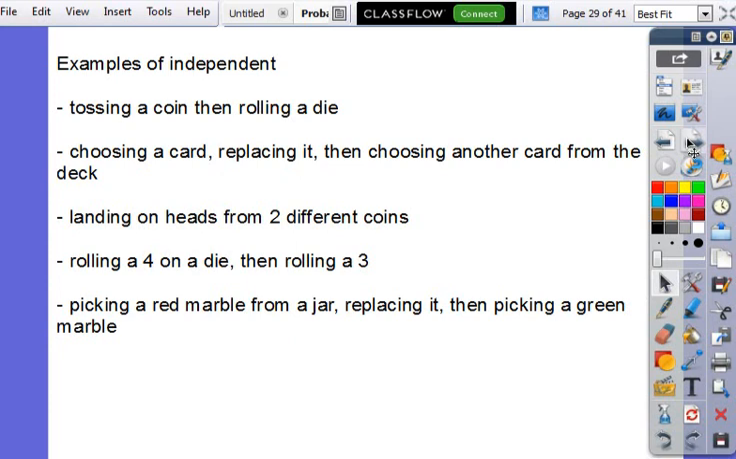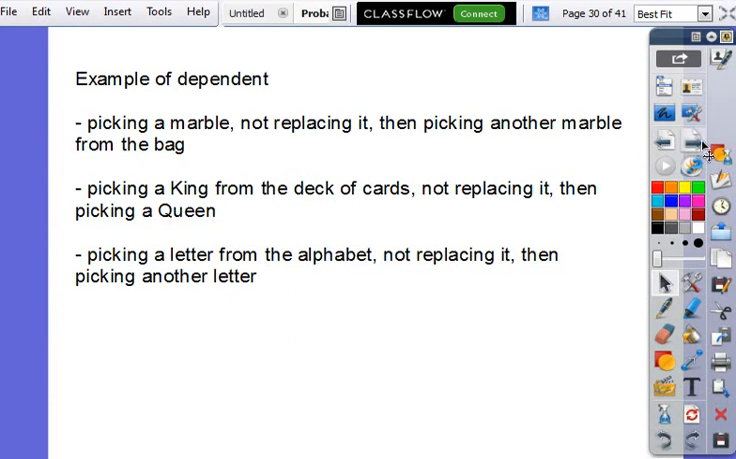All right, if I'm looking at dependent things, like picking a marble, not replacing it, picking another marble from the same bag, picking a king from the deck of cards, not replacing it, picking a queen, picking a letter from the alphabet, not replacing it, picking another letter. When you start doing the not replacing stuff, what happens on the first one affects what happens on the second one. Therefore, it's going to be dependent because it's depending on what happens first as to what happens second.